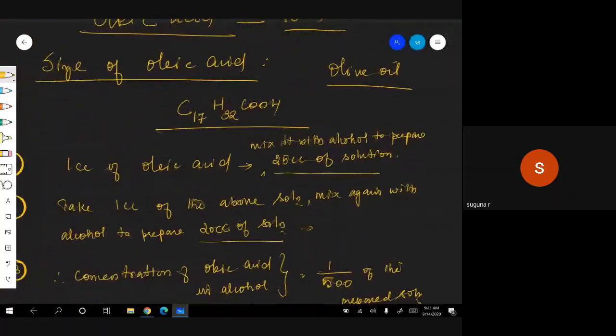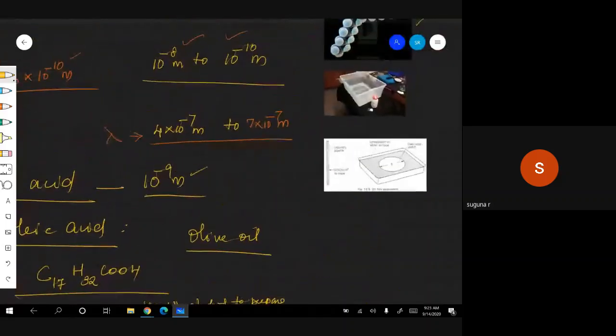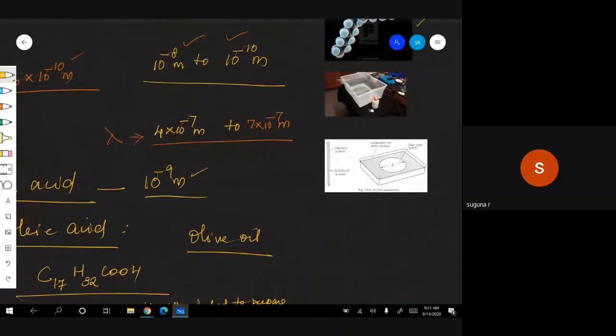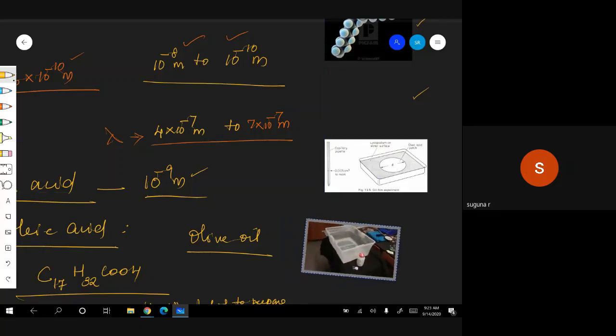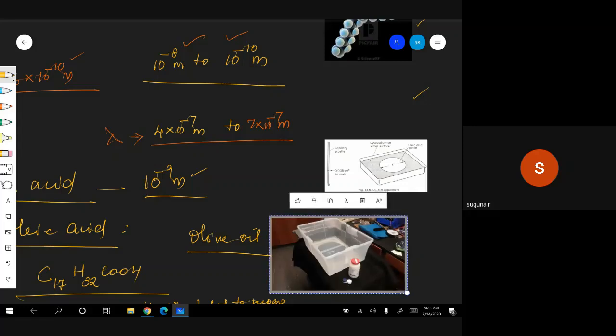Anyhow, no problem. See, what you have to do, take a trough of water. Okay, now we are going to start. Once the whole 1 by 500 solution is prepared, the oleic acid solution in alcohol is prepared. Now what you have to do, you have to take a trough of water. Okay, large, let it be a large trough.